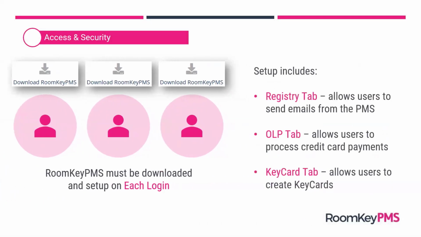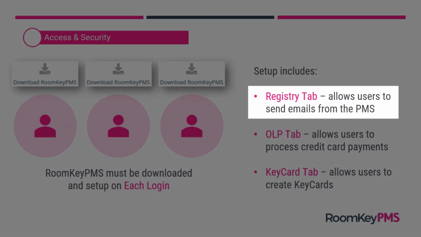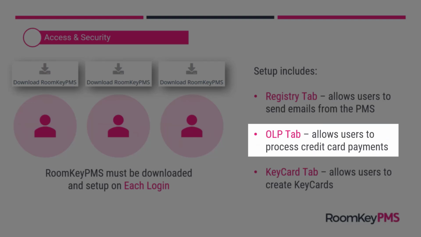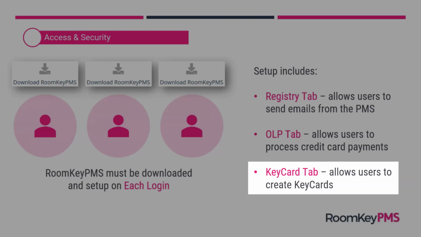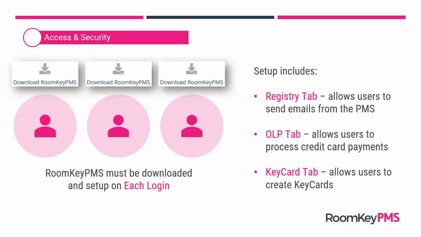Now, when I say download and set up RoomKey, of course, that setup does include setting up the registry tab to allow users to send emails from the PMS. It does include the OLP tab, which allows users to process credit card payments through the credit card interface. And it also includes setting up the keycard tab that allows users to create keycards from that front desk computer using those different Windows logins as well.